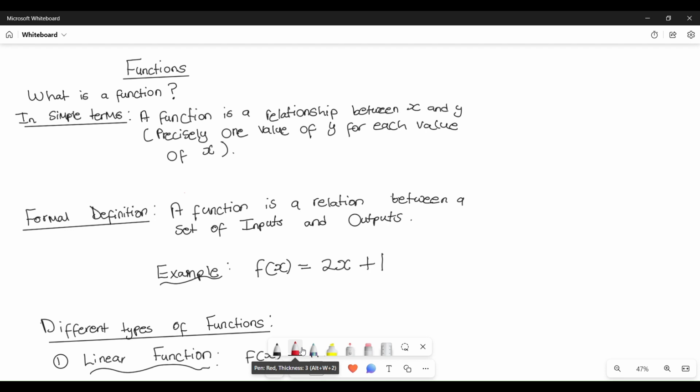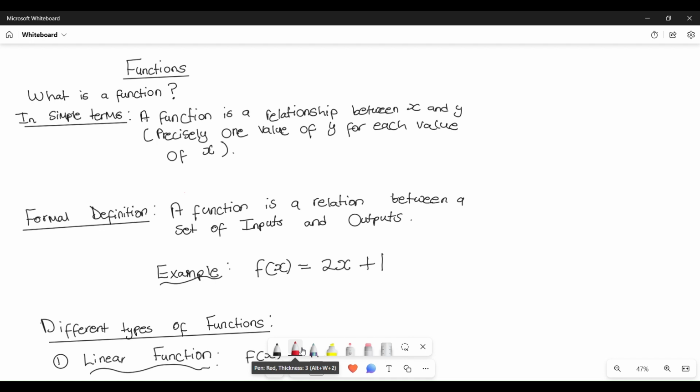Today in this video, I'm going to dive into the world of mathematical functions. So now I'm going to start with a brief introduction to functions, just to remind ourselves what functions are. So now, what is a function?